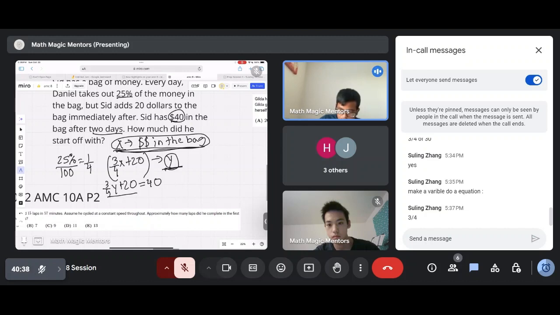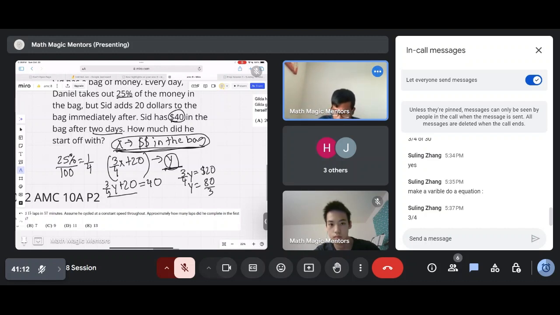So solving this equation, I get three-fourths Y equals $20, right? So Y equals 80 over 3, right? Does that make sense to everybody how we got that? Yep. All right.